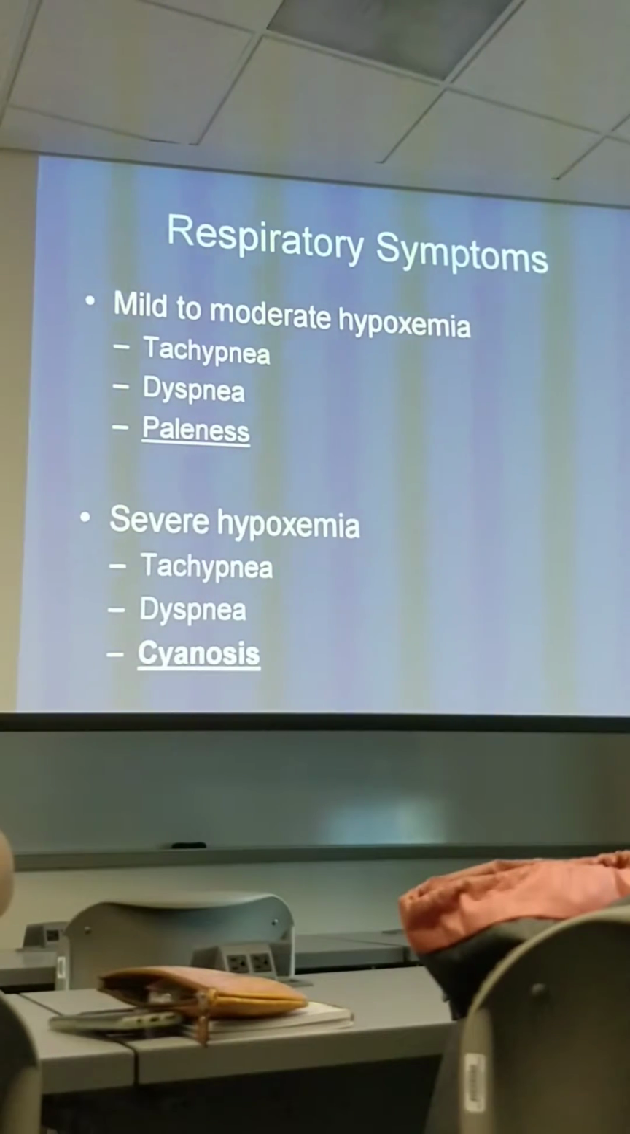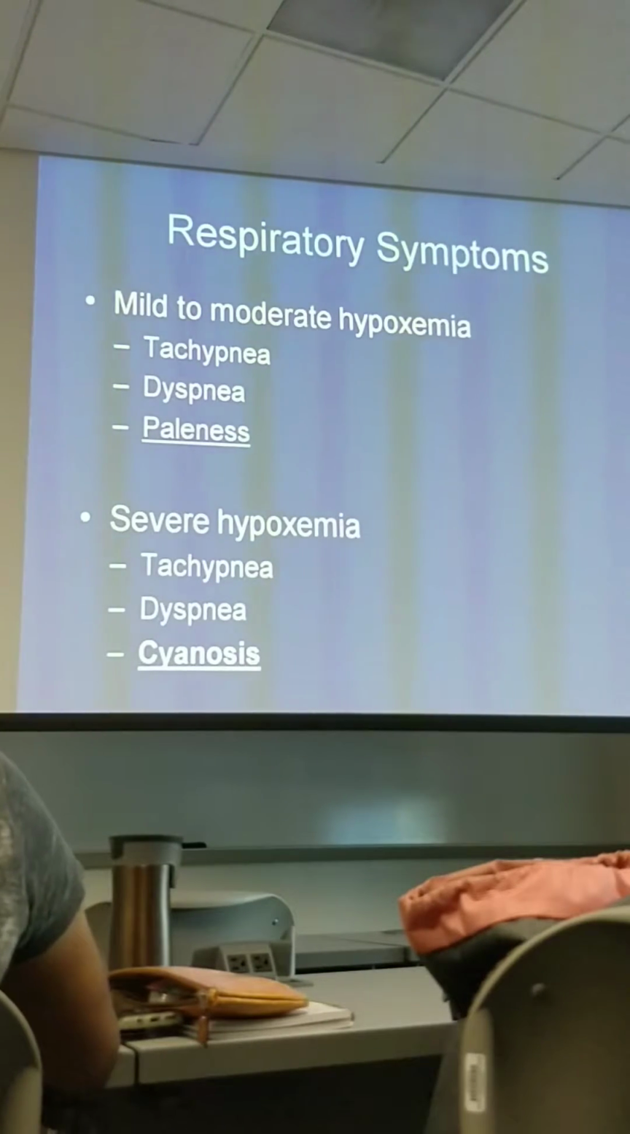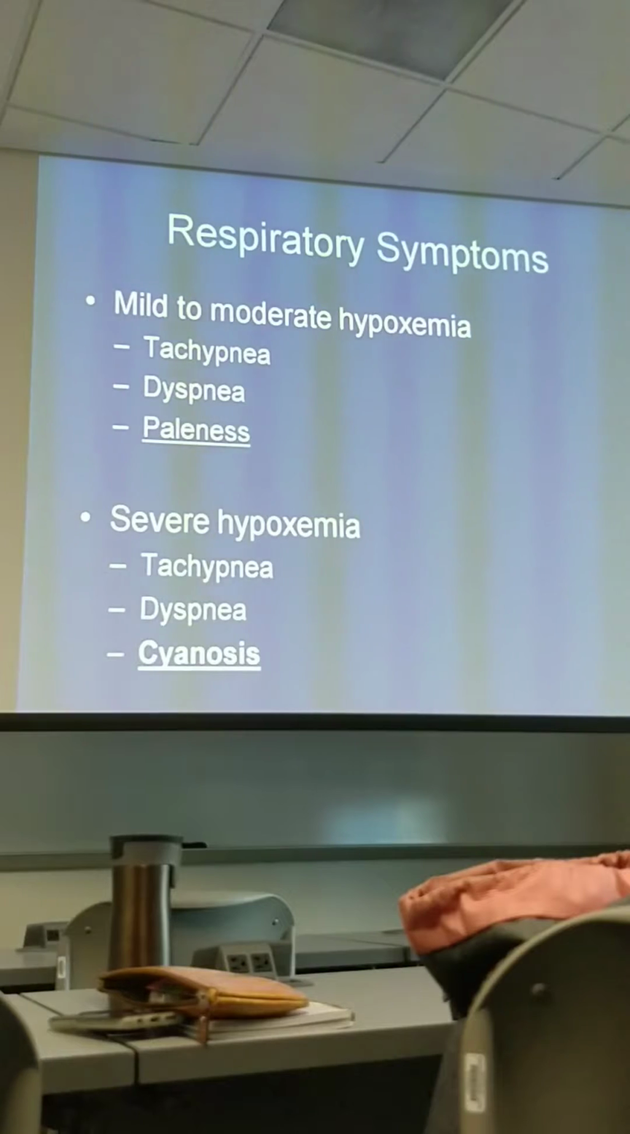How about during moderate? Mild to moderate is the top. Mild to moderate: tachypnea, dyspnea, paleness. If it drops below 40, the only difference is you're going to be cyanotic. How many grams of desaturated hemoglobin must accumulate per 100 milliliters of blood for you to show cyanosis? More than 5 grams of hemoglobin per 100 milliliters of blood that goes by. Okay? All right, it has to be desaturated.